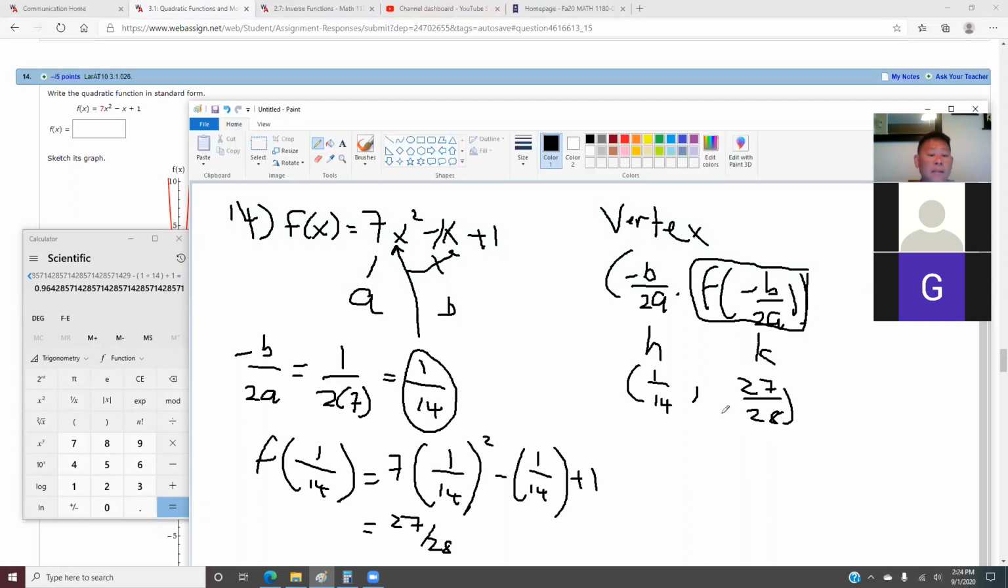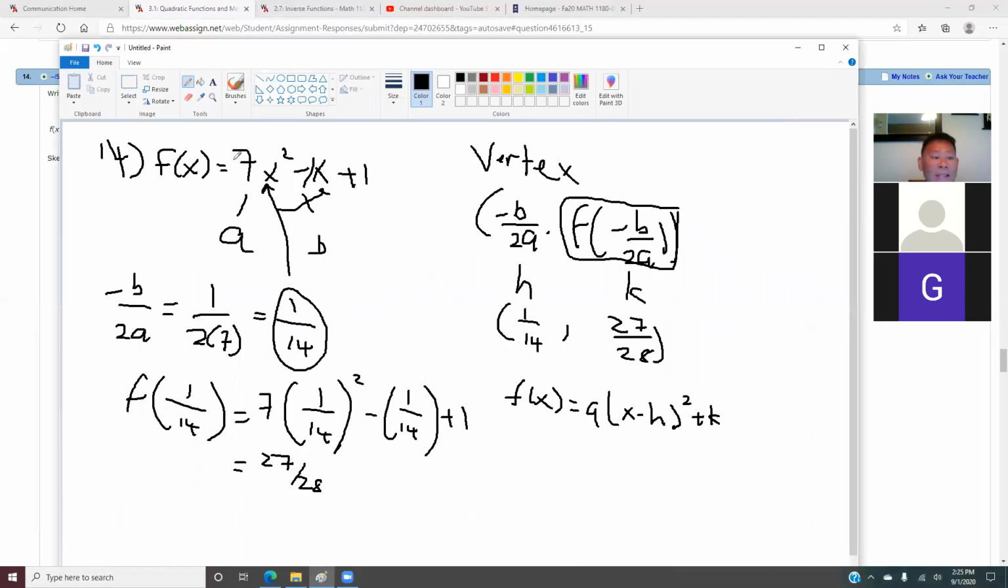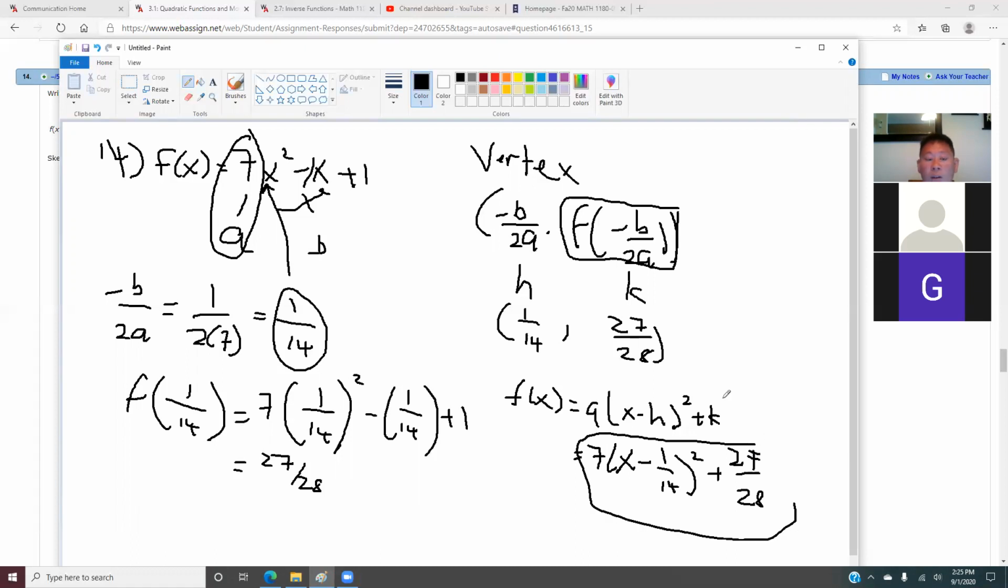So what you do next is, if you want to write this in a standard form, the standard form is given to us by a(x minus h) squared plus k. You guys got it, right? So what you do here is the a is the same a that we have here, which is 7. Minus h is your vertex here, 1 over 14, squared. And k in this case is 27 over 28. And that's your answer.